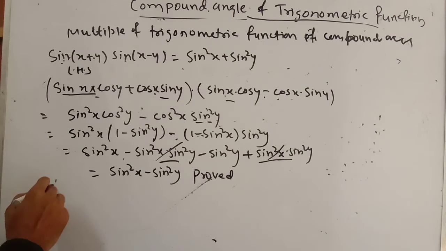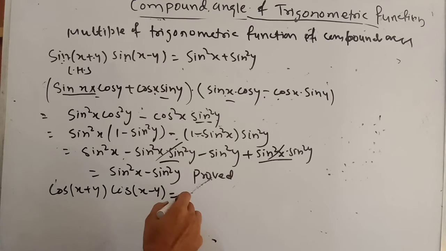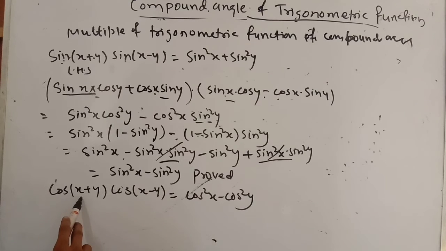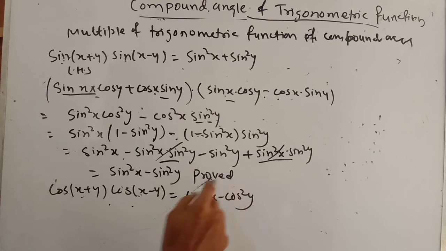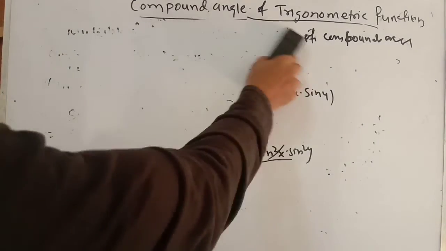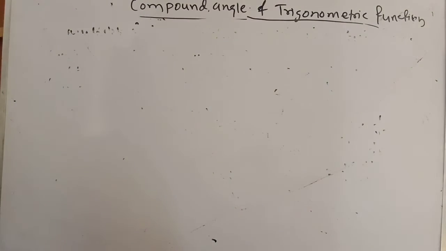Similarly, you can prove cos(x+y) cos(x-y) equals cos²x minus cos²y. You can try this. Same method: break this compound angle of the trigonometric function, and also break the other one. After that, first convert all sine into cos, and then automatically it will become this. After cancelling out, it becomes this one.